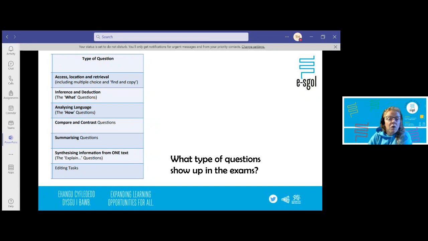Sometimes you're going to get some how questions, looking at the language: how does the writer persuade, or how does the writer convince? You're going to get compare and contrast questions where you've got to compare and contrast two of the texts. You might be given a summary question, where you're going to be shortening it, using your own words and making sure you've covered the main points. With summary, you must make sure you do not use quotes. You've got to put it in your own words. Then sometimes you're going to get synthesizing information, where you look at the different texts and bring the information together. And then obviously you've got proofreading and editing as well.